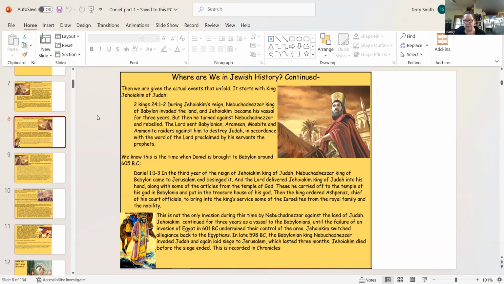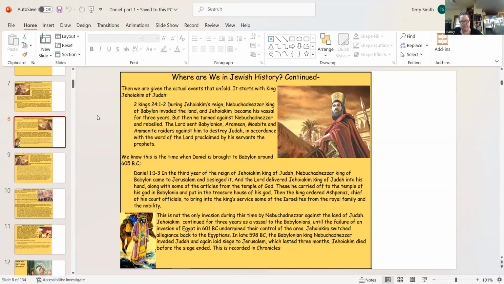Daniel 1:1-3. In the third year of the reign of Jehoiakim, king of Judah, Nebuchadnezzar, king of Babylon, came to Jerusalem and besieged it. And the Lord delivered Jehoiakim, king of Judah, into his hand, along with some of the articles from the temple of God. These he carried off to the temple of his god in Babylonia, and put them in the treasure house of his god. Then the king ordered Ashpenaz, chief of his court officials, to bring into the king's service some of the Israelites from the royal family and the nobility.